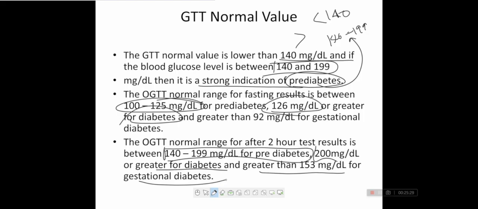Remember all these values, because these values are important for learning. So remember these values. This is very important.